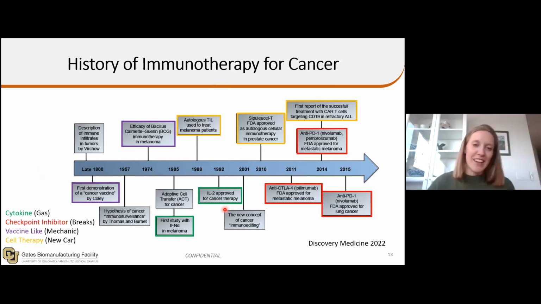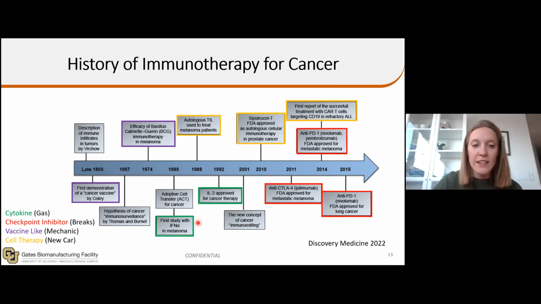So here's another timeline. I just love medical history, but I won't belabor it here, except to say that basically all of these different modalities have been in development. They've been postulated and were proposed a long time ago, as early as the 1800s, when Dr. Coley gave inactivated bacteria and actually was able to ramp up the immune system of some of his patients and saw really good regressions in some particular subsets of sarcomas.